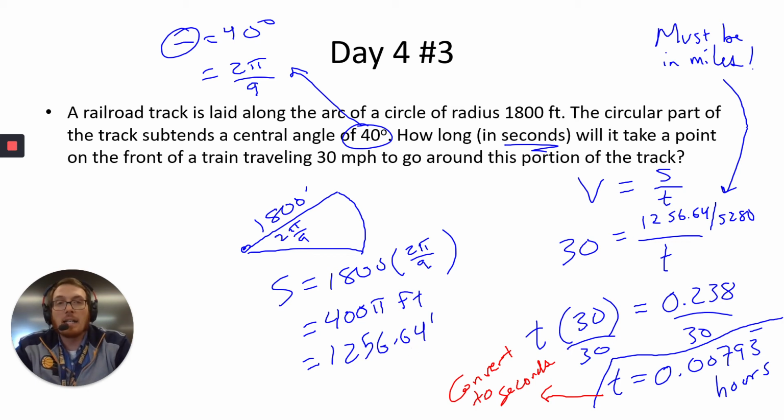The issue with that is I need it to be in miles because I want miles per hour. The train traveling 30 miles per hour is the velocity, or V, for linear speed. Remember, linear speed equals r omega, which is what we've been using a lot. But in this case, it's s over t because we have the arc length, so we might as well use it. Notice I had to divide that by 5,280 to get feet into miles. Once I have that, I multiply t to the other side and then divide by 30. That will give me the number of hours that it takes.